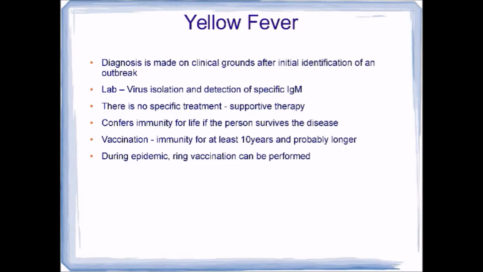This disease can be prevented by vaccination, which provides immunity for at least 10 years and probably longer. In the event of an epidemic, ring vaccination can be performed. The epidemic is surrounded by a circle of vaccinated persons, progressively closing in on the center of the outbreak. Areas of Africa and South America have been designated as yellow fever areas, and all visitors to this zone require vaccination.